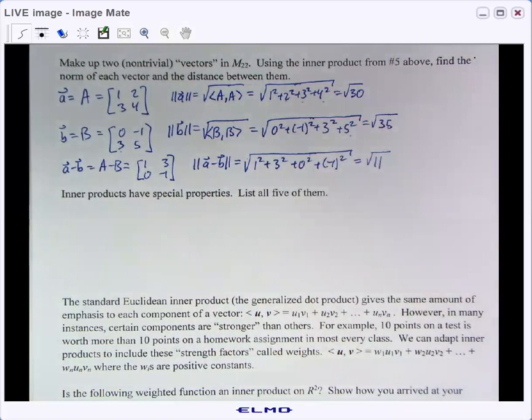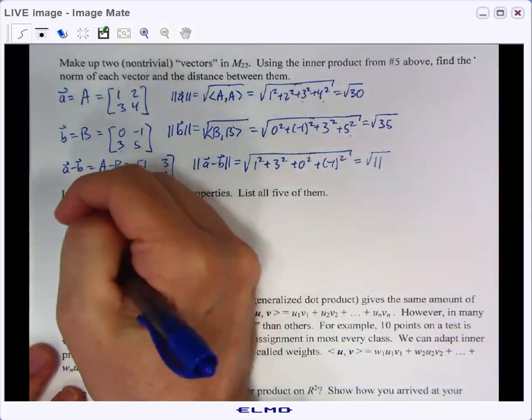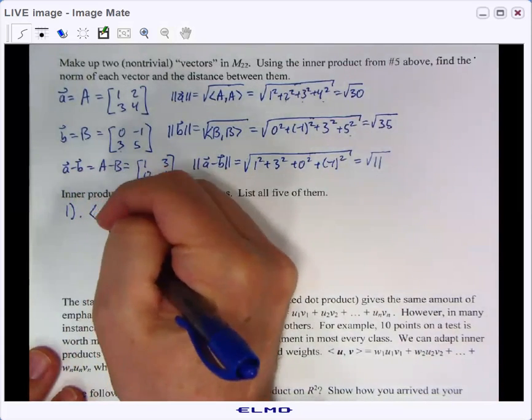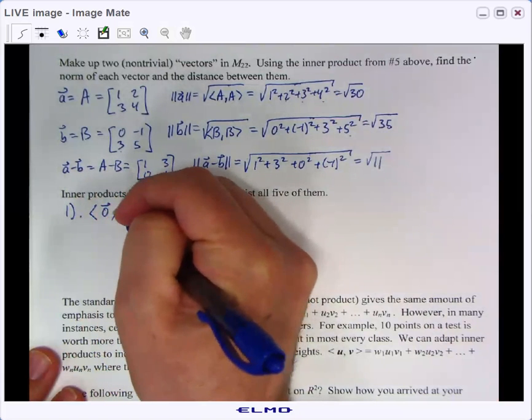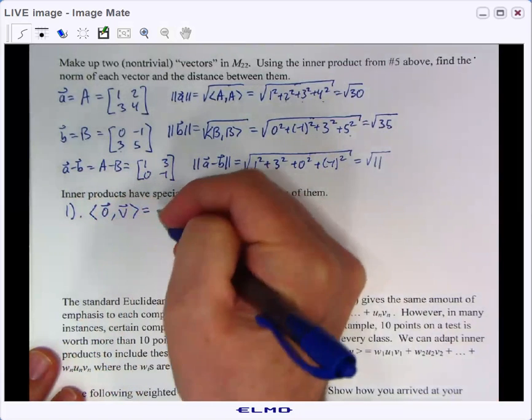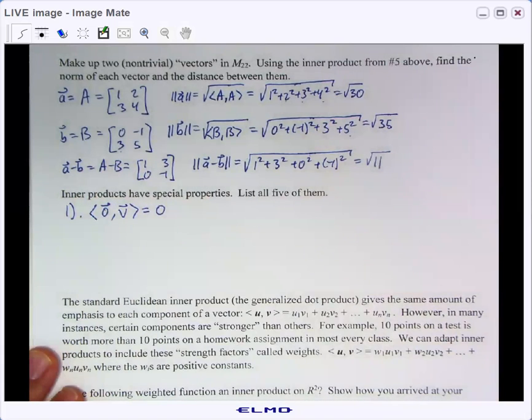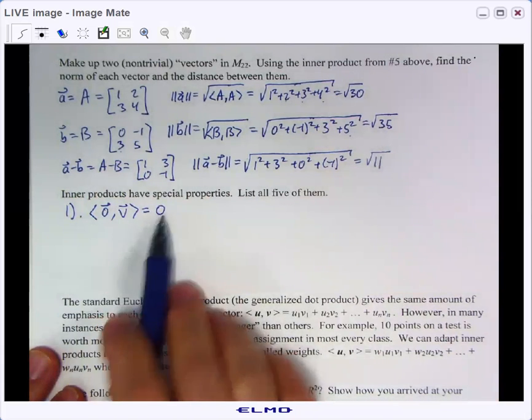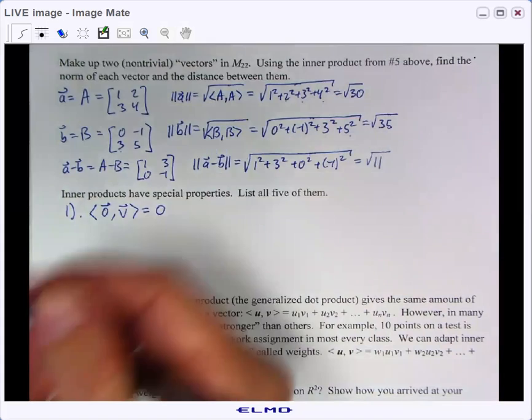So inner products have some special properties. Several of them are not very surprising. So let's go ahead and list them. If I take the 0 vector and I inner product it with any vector, I should get the number 0, because the inner product is a real valued function. It gives me a number out.